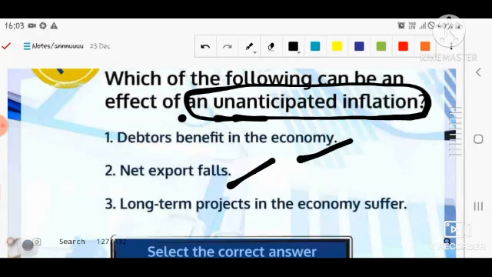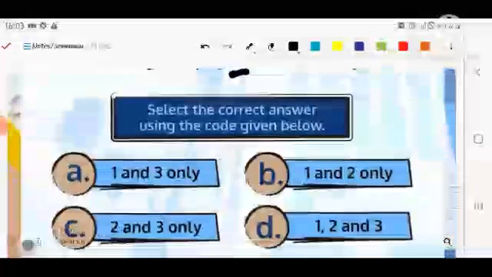Number second, net export to fall. It means that the export here falls. Number third, long term projection in the economy suffer. It means that if the inflation is much more, the economy at large or in the long term might suffer. So you have to choose the correct option in front of you.